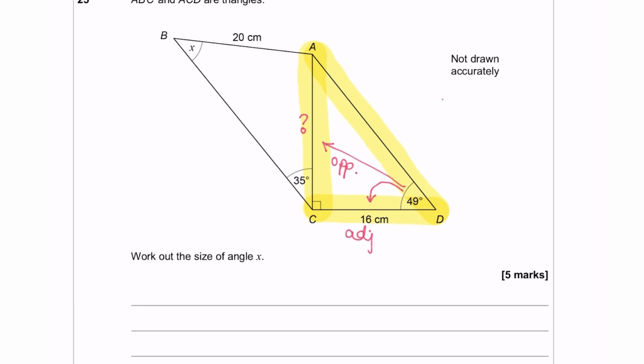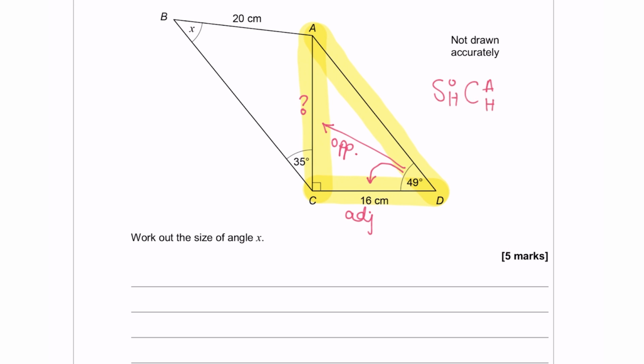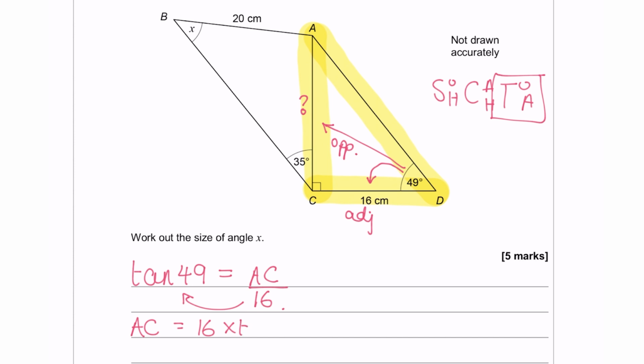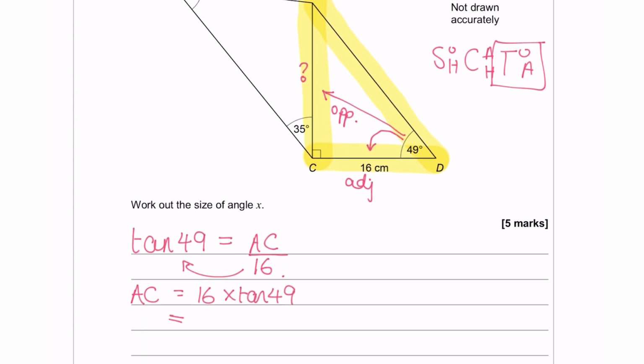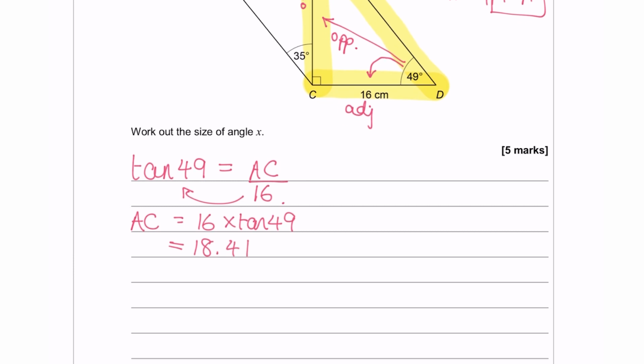So we're going to think, okay, SOHCAHTOA. We must be using tan. So tan 49 equals the opposite, which is what we want to find, which is AC, divided by the adjacent. So AC is going to be 16, because we're going to multiply that 16 up, times both sides, times tan 49. We plug that into our calculator, and we get 18.41. And now we've got our triangle, which is not a right angle, if I redraw it here. We now have 35, we know this is 18.41, we've got 20 and we've got x.